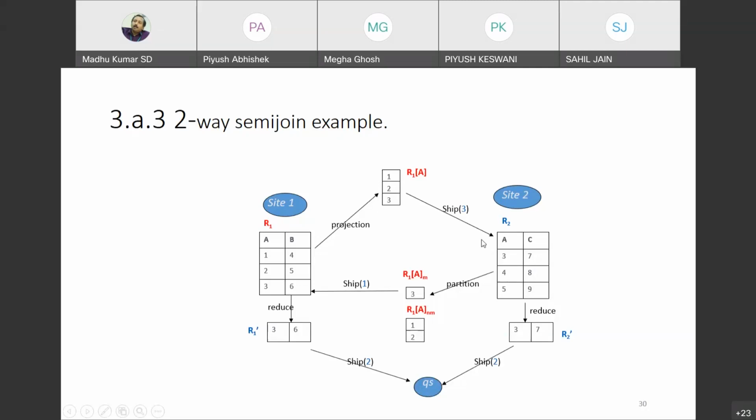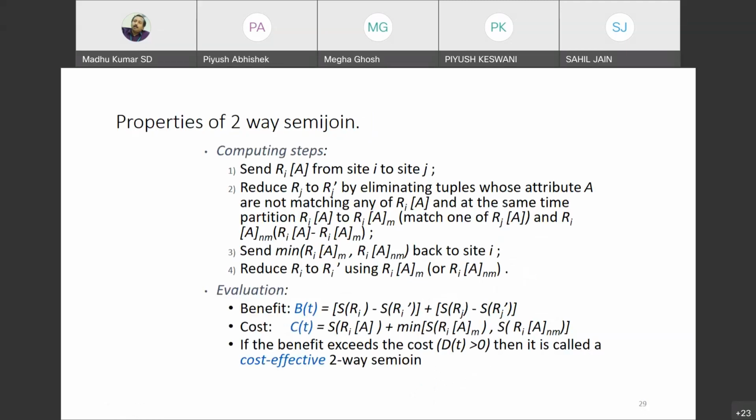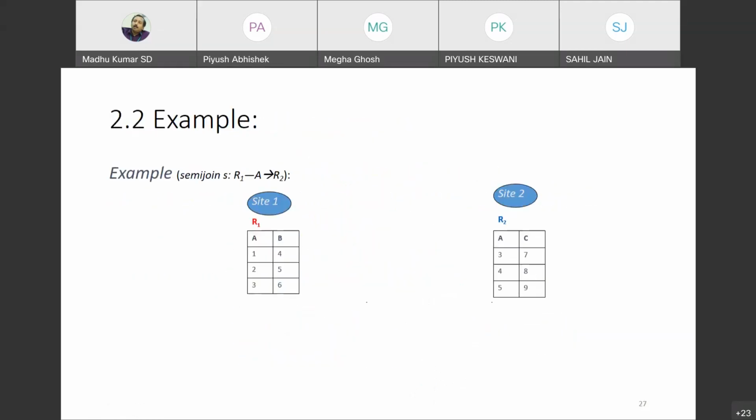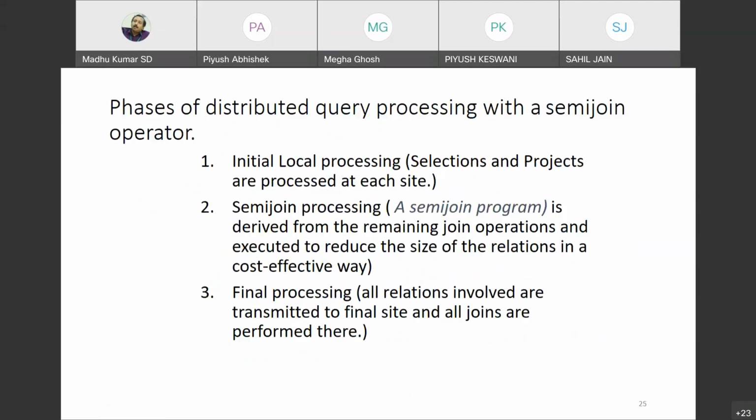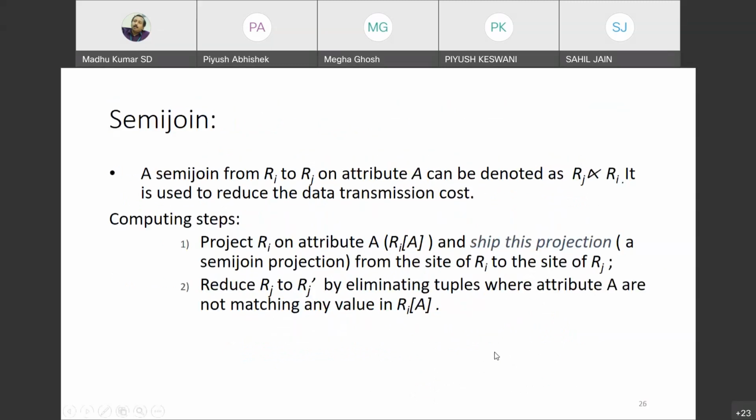So there is a join taking place at the site of R2, and there is another semi-join happening at the site S1, and then finally you merge these two and you get the actual result that you are looking for. So that is actually called two-way semi-join. Okay. So you can just see the different steps described here.